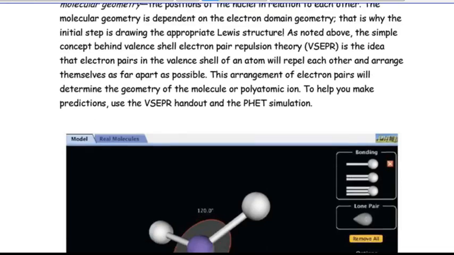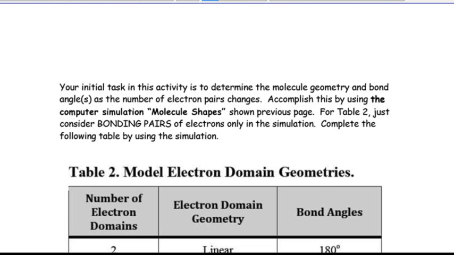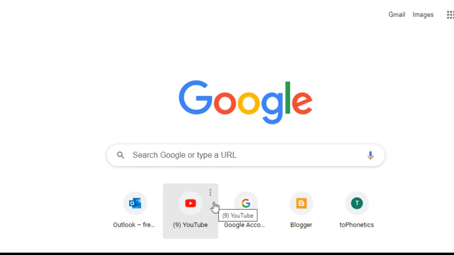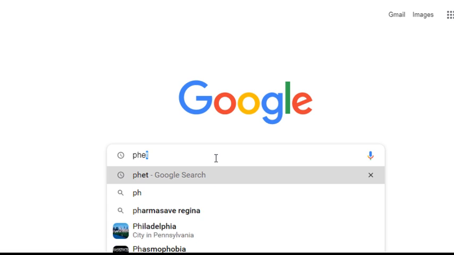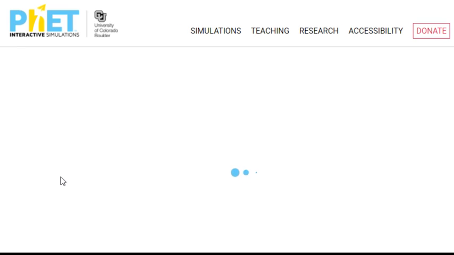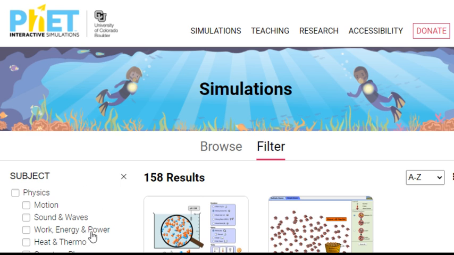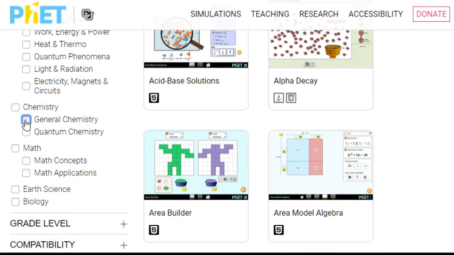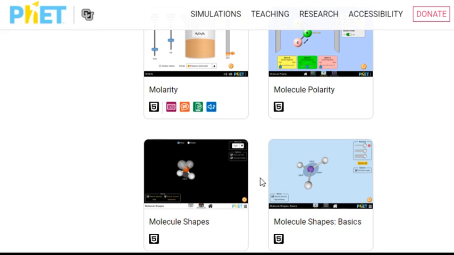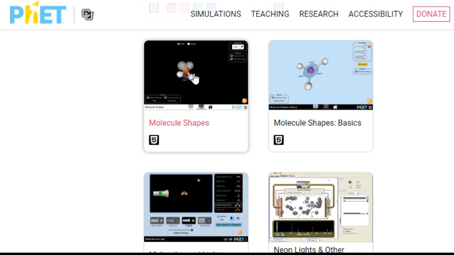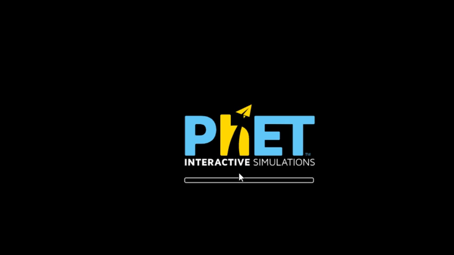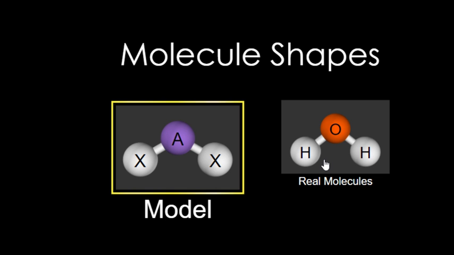If we look at activity 2, we're going to have to open up this simulation. If we go to Google, the best way to get there is to simply type PhET. And we want Sims. And we're in chemistry class, so of course we're going to click on chemistry, general chemistry. Scroll down until we get to molecule shapes. Not the basics, but just the one that says molecule shapes. Press play. Hopefully it should work. And yes, we just want models.